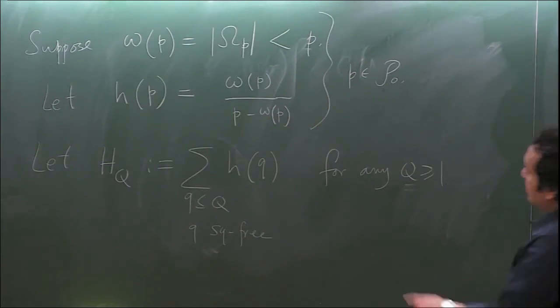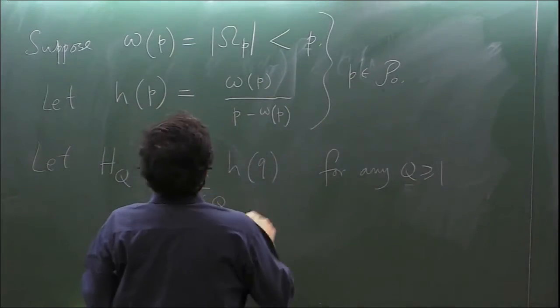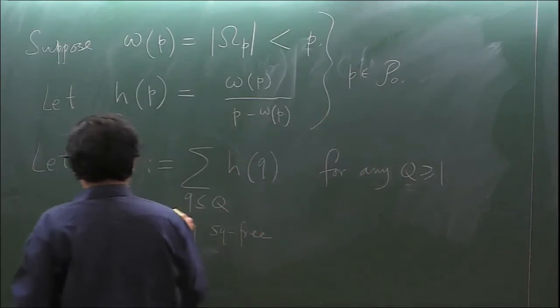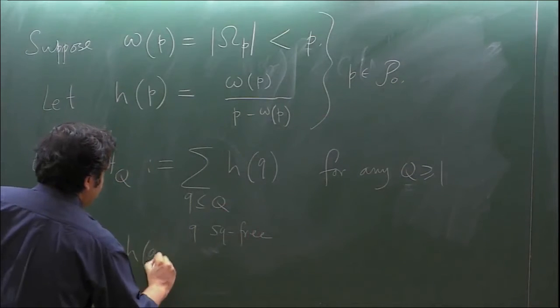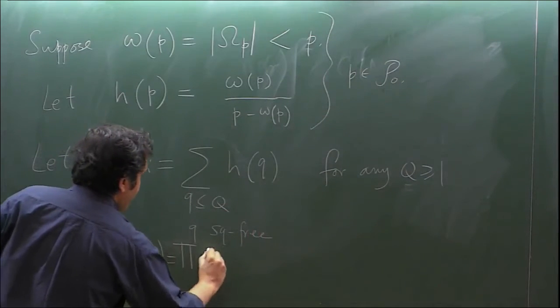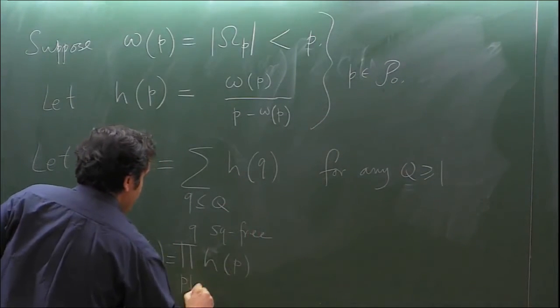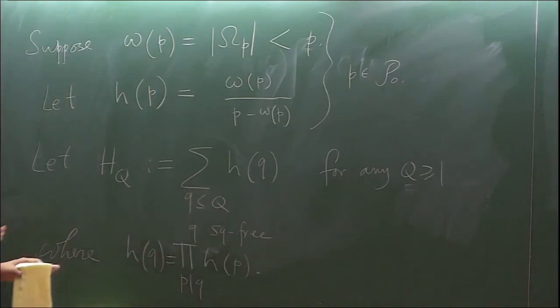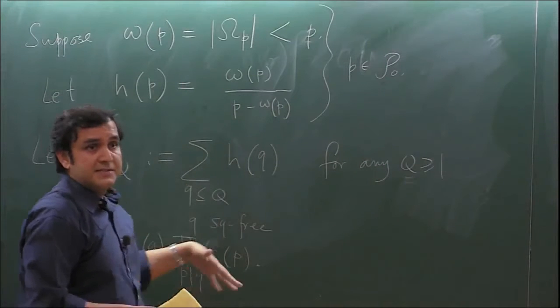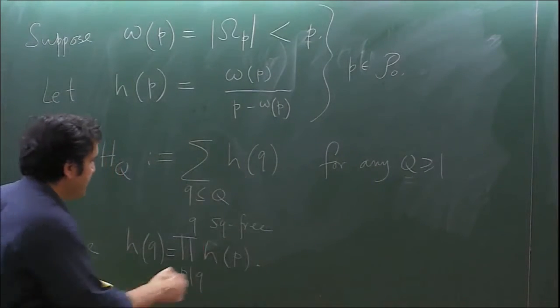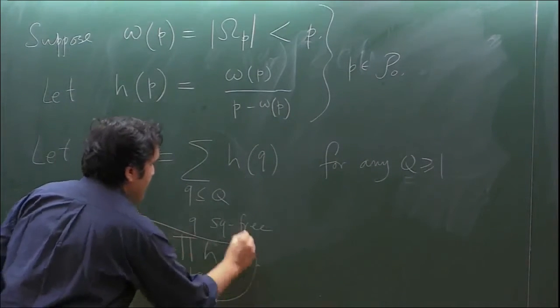Oh, of course, I have to say what HQ is. So where HQ is the product of HP. So it is extended multiplicatively. I specify it at primes, and for other integers, it will be extended multiplicatively like this.